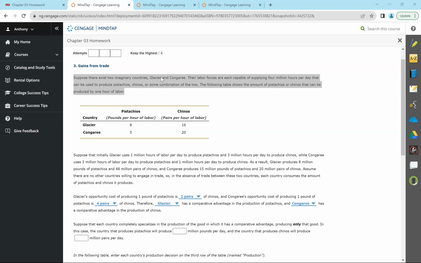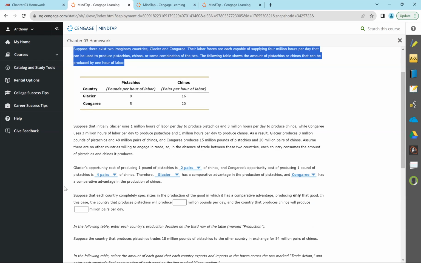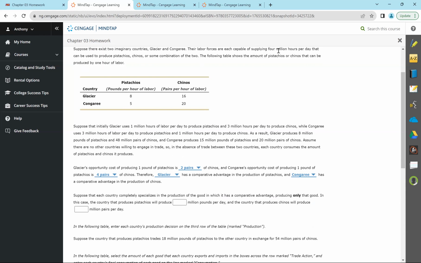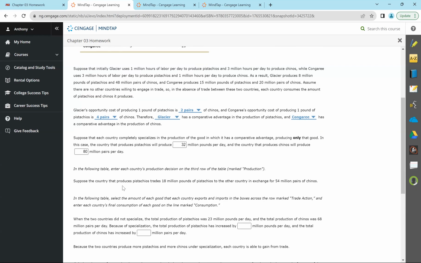20 divided by 5. Oh, okay. So I'm looking up this problem in another context. They have all these flipped, so that's going to be hurting us. All right. Let's keep going here. Suppose that each country specializes in the production of the good in which it has a comparative advantage, producing only that good. The country that produces pistachios will produce, okay. So because Glacier is only making pistachios and there's 4 million hours, they're going to make 8 times 4, 32 million pounds per day. That's the 8 times the 4 million hours. And the country making chinos, which is Congaree, makes 20 pairs of chinos times the 4 million, that's 80 million pairs.